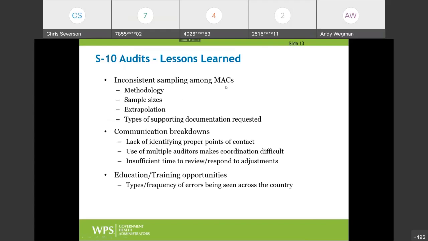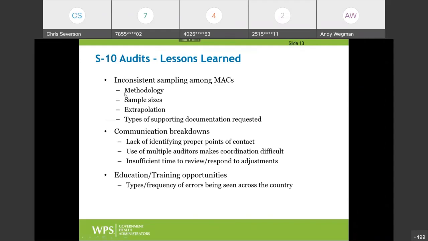One of the other concerns, or lessons learned from CMS and from MACs, was the concern about inconsistent sampling. Now, I will mention that we do have MAC work groups where we talk about a lot of these issues to try to become more consistent and make sure issues are brought up to everybody. One of the work groups in the near future is going to be talking about things like sampling and sample sizes, but certainly not the first time we've had that discussion.